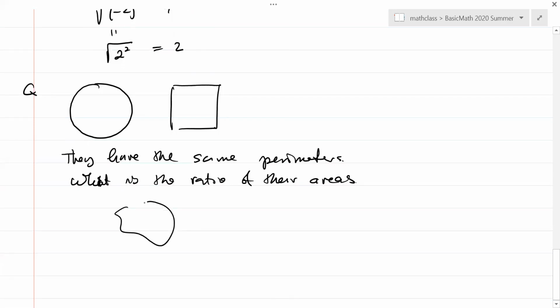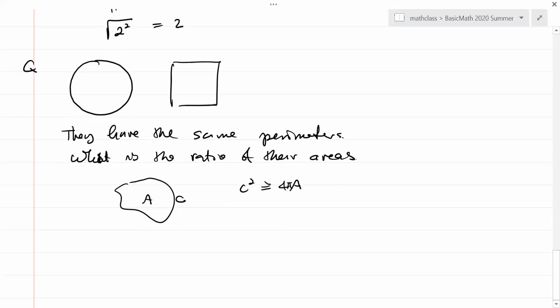So with an arbitrary region, circumference C, C squared is going to be greater than or equal to 4 pi A. Okay. The circle has the largest possible area among all the closed curves. So that means the area of the square should be smaller than the area of the circle if they have the same perimeter. So we should know that first.